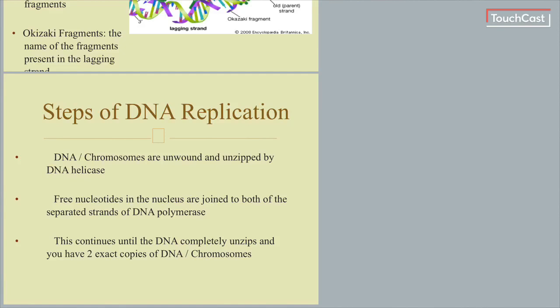First, the DNA and chromosomes are unwound and unzipped by DNA helicase. Then, 3 nucleotides in the nucleus are joined to both of the separate strands of DNA polymerase. This continues until DNA completely unzips and you have 2 exact copies of the DNA/chromosomes.